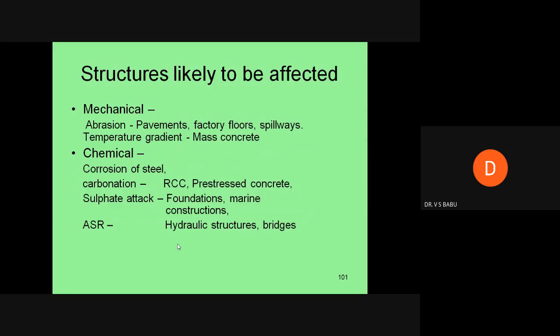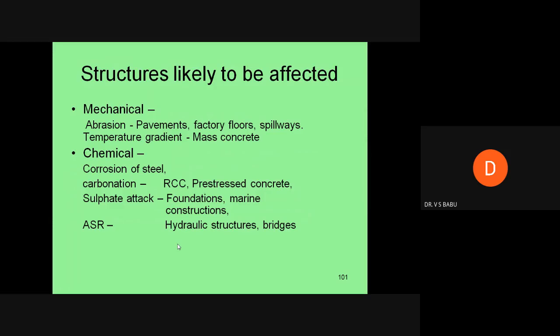And the temperature gradient. In some seasons, the daytime is very hot sun and the nighttime very chilled, so because of the temperature gradient, that means alternate thawing and wetting, alternate high temperature and low temperature. Because of this, in mass concreting, these are the various problems that may arise in the case of mechanical damages. And chemical, that means corrosion of the steel. The steel rods will corrode.